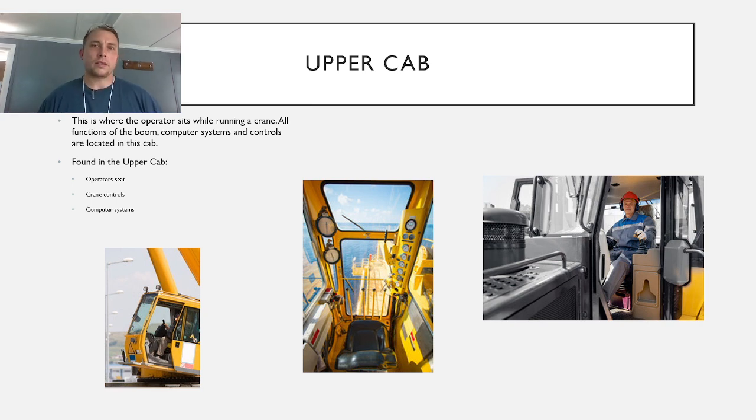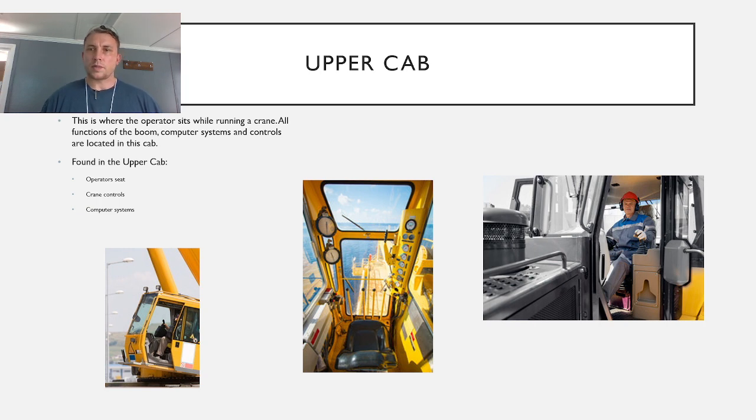The upper cab itself, this is where the meat and the gravy is. This is where the operator gets up in there and he sets up his computer, and he's going to use controls in the upper cab. They also have an operator seat, and there are different types of gauges you look at. Depending on the crane you're in, you can also tilt the cab, and there are many other features. But this is where everything happens.